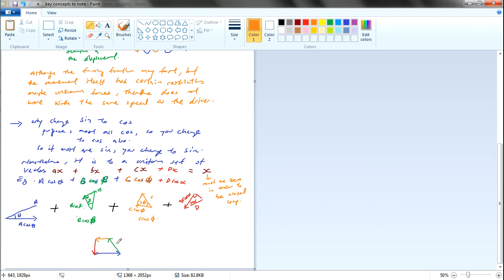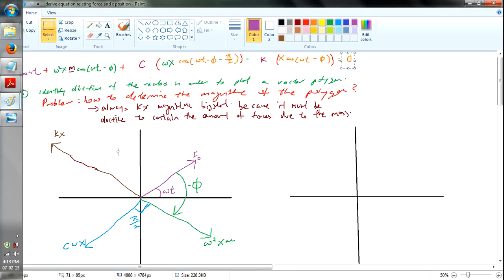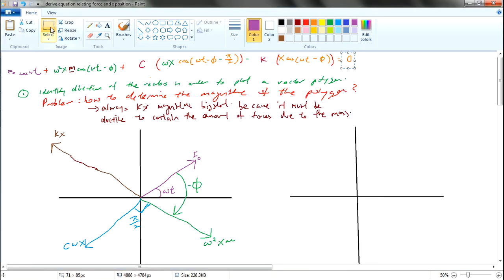So this is why we want to create a polygon. With this in mind, let's start off with the first part of setting up the polygon itself. We first have to define the direction of the vectors in order to plot a vector polygon. So we have to know what the vectors are in terms of.